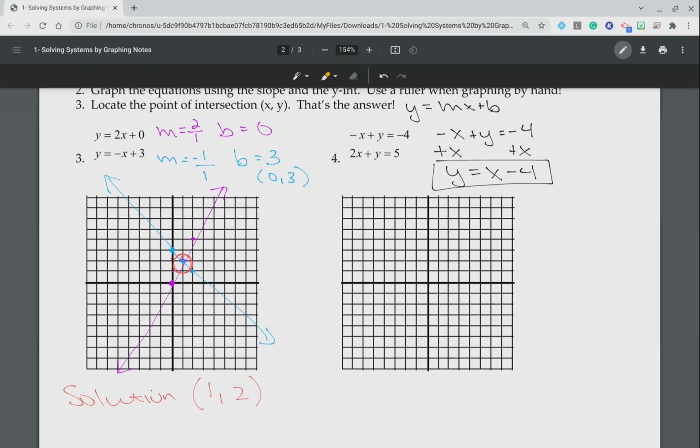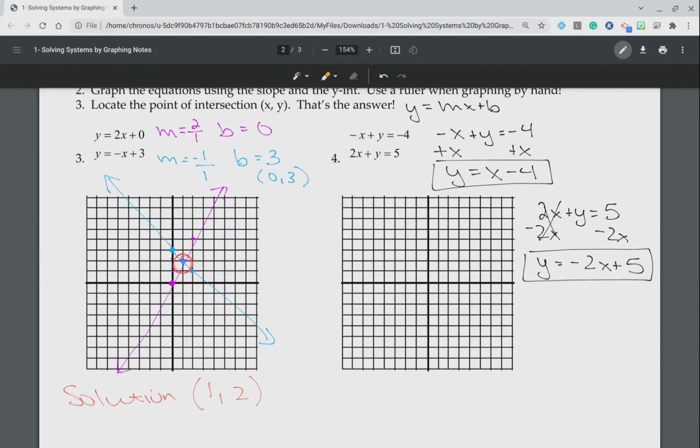All right, let's look at my second equation. Again, x is on the wrong side of the equation. It's supposed to be on the right side if we are in y = mx + b. So I just subtract 2x from both sides, and I get y = -2x + 5.